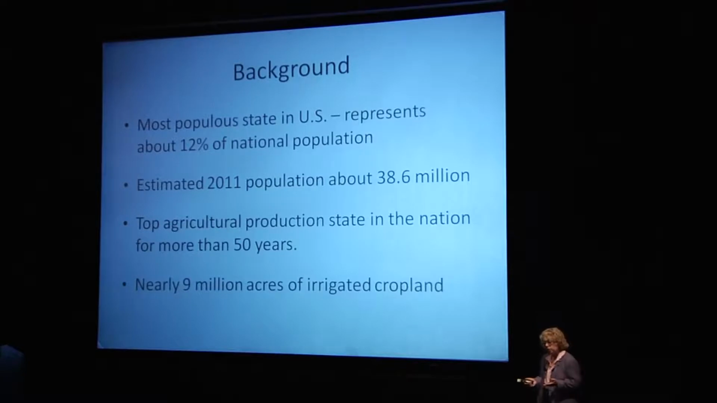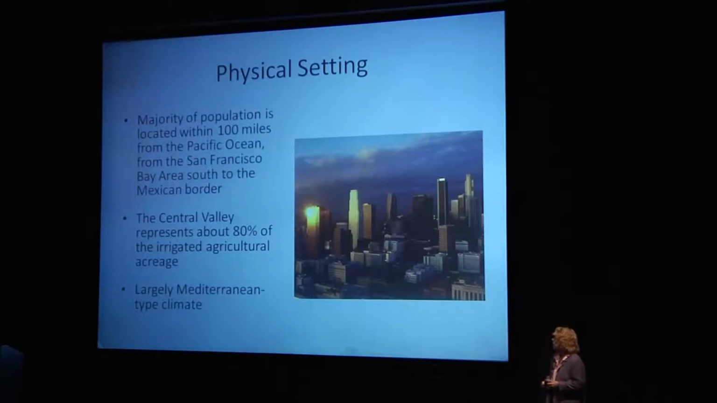Now, a little bit of background. We are the most populous state in the nation. We're also the number one ag state in the nation, and have been for more than 50 years. And guess what? Both people and agriculture need water. So just a little background on the physical setting.